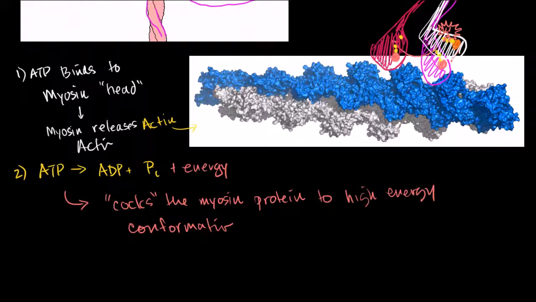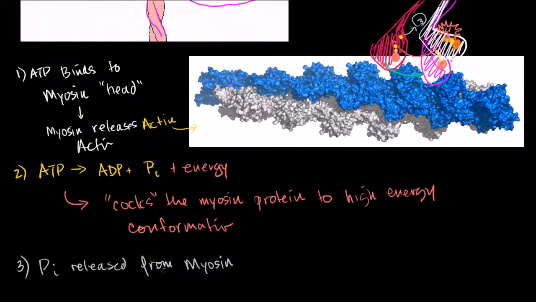Now we're in a high energy state. Let me write this down. In step 3, the phosphate is released from myosin. That's step 3 right there. That's a phosphate group being released. And what this does is release the energy of that cocked position, and it causes this myosin protein to push on the actin. This is the power stroke. If you imagine an engine, this is what's causing the mechanical movement.